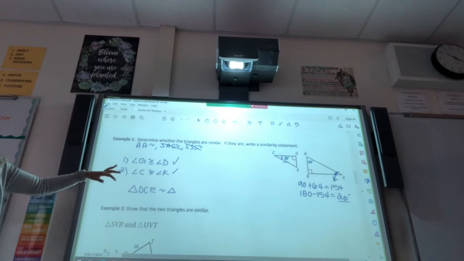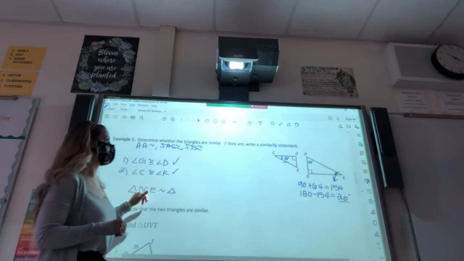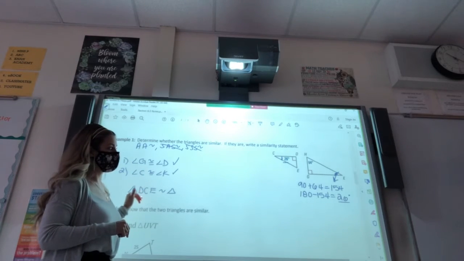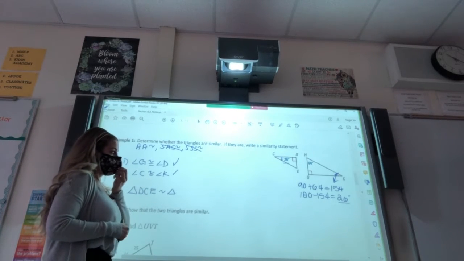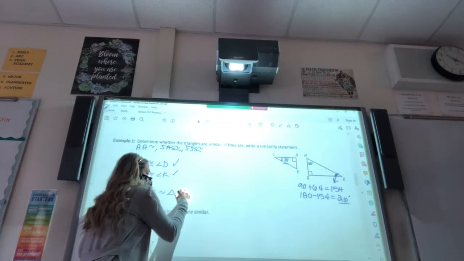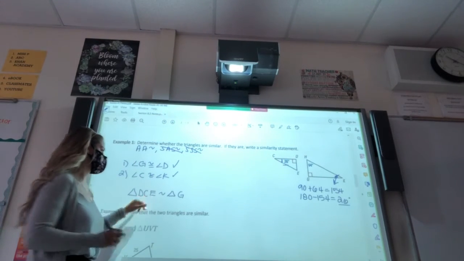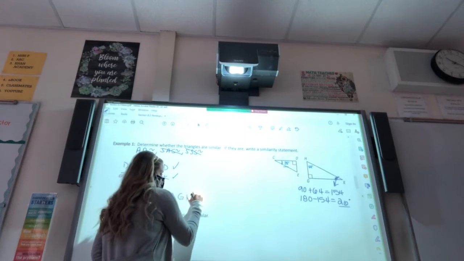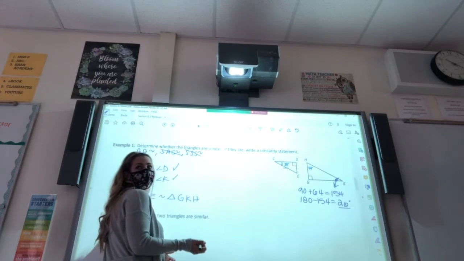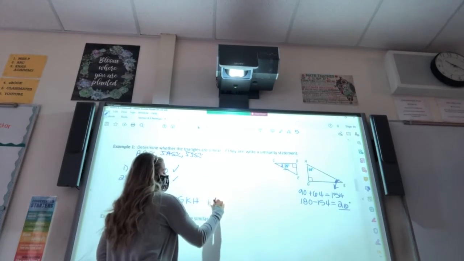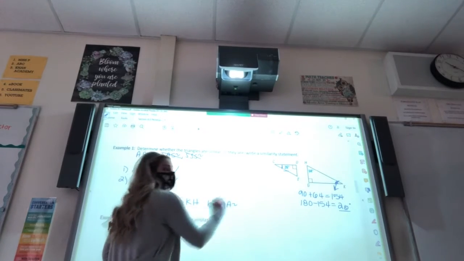Remember, order matters. Okay, so which angle corresponds with angle D in the other triangle? Angle G, because they're both the right angles. What matches angle C? And then H, and then we just have to say why we know. So by angle, angle, similarity.